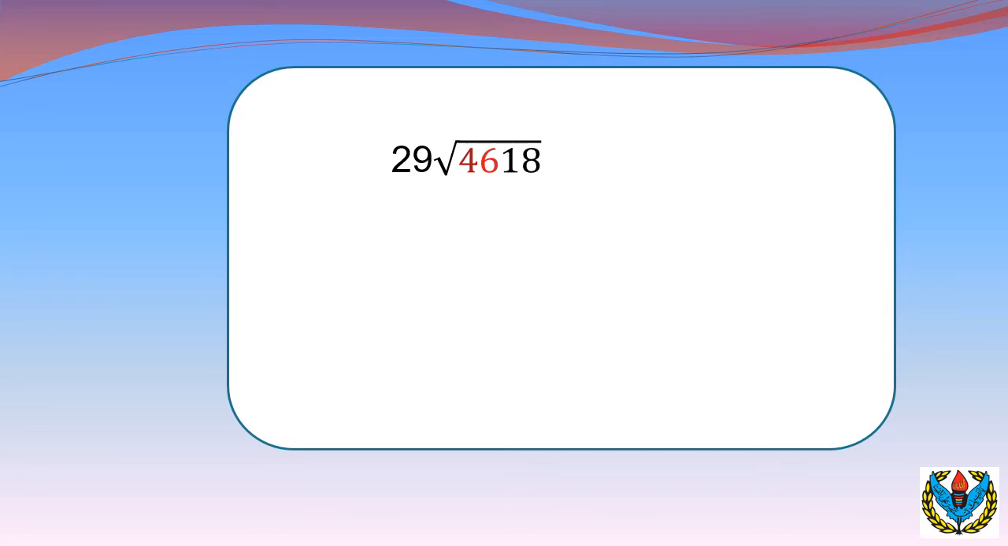Firstly, we will look at the thousands place of the dividend, which is 4, but 4 is less than 29, so we cannot divide it. We will take the next digit 6, which is at hundreds place, together with 4, and it became 46. Now 46 is greater than 29, so we can divide it by 29. We will read the table of 29 up to 46, and 29 ones are 29, which is closest to 46, and we will place 1 above the division sign at the quotient's place.